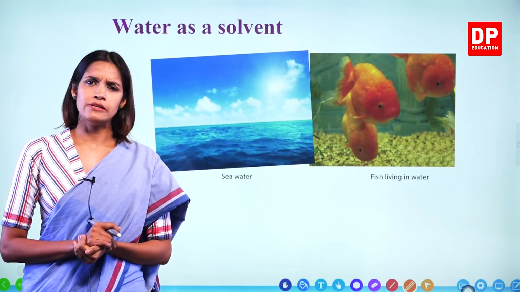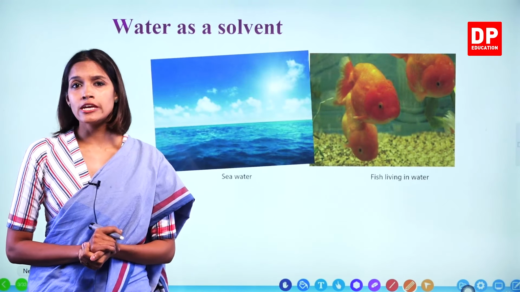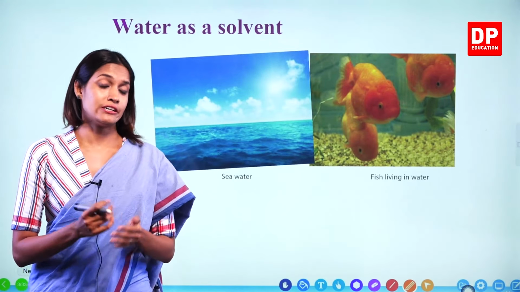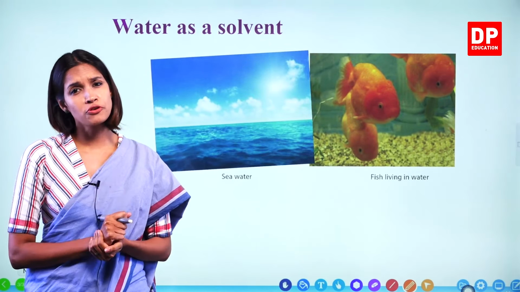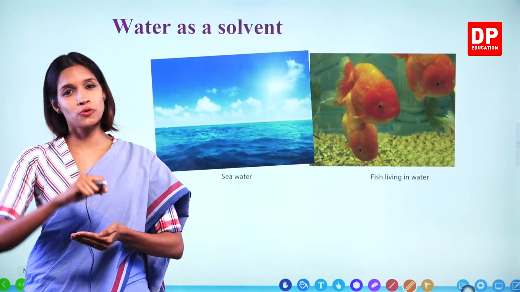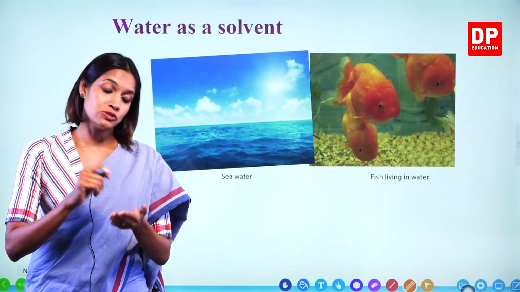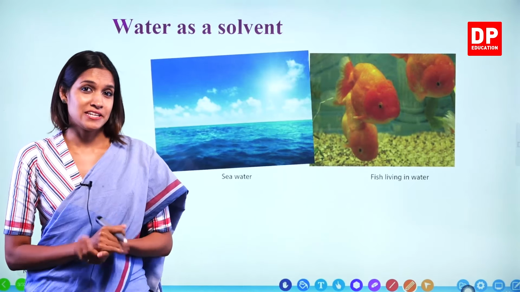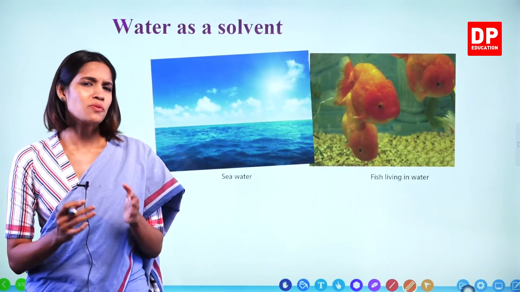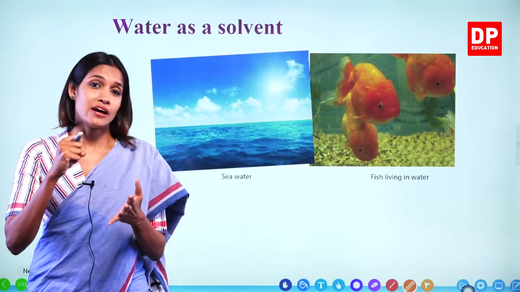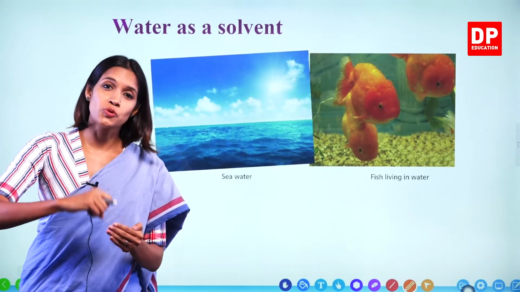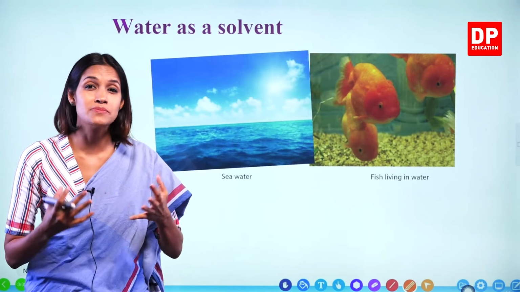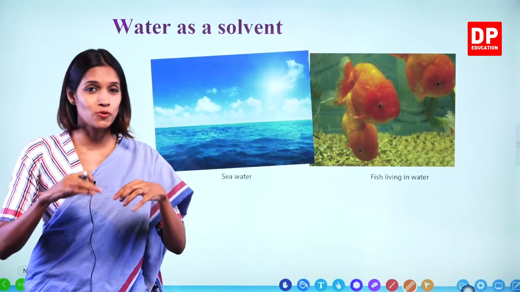Now another example. Let's say you want to make a lime juice. How do you make a lime juice? You will get some lime juice from the lime fruit and you will mix it with water. Right, then you would add some salt and some sugar to make it tastier. So it means you add lime juice, sugar and salt to water and you mix it really well. So what happens? These substances will dissolve in water.